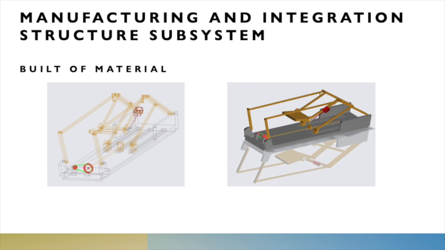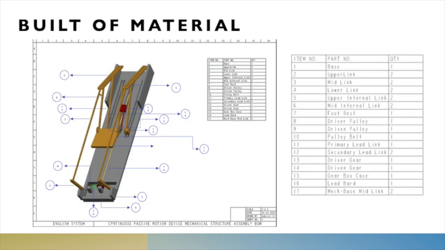In our bill of materials, we have a total of 17 items. Starting with the base, then the upper link, mid link, lower link, upper internal link, mid internal link, footrest, a driver pulley, driven pulley, a pulley belt, a primary LED link, secondary LED link, a driven gear, a driver gear, a gearbox case, a LED bar, and a mechanical base mid link.